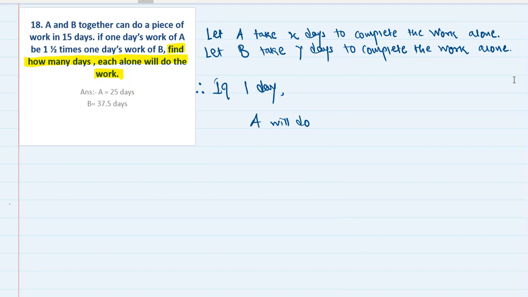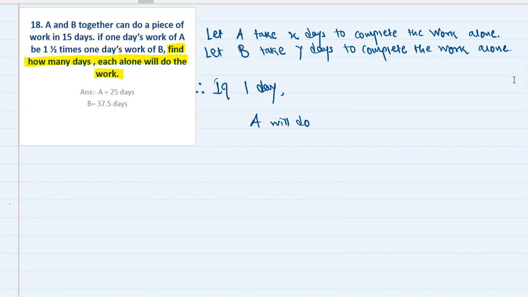Suppose another example: there is a painter and he requires 7 days to paint the whole house. So in one day, how much fraction of the house will be painted by him? Total number of days required by him to paint the whole house is 7 days. So in one day, how much house will he paint? In one day, he will paint 1 by 7 of the house. Why 1 by 7? Because the work will be distributed among all the days.